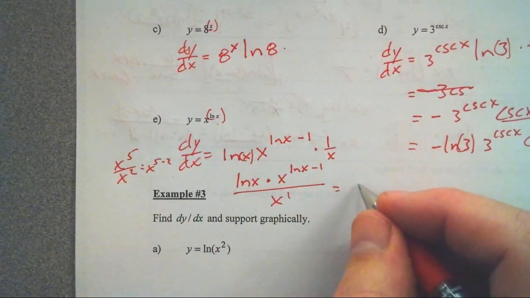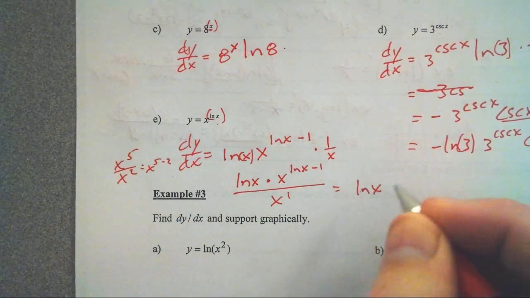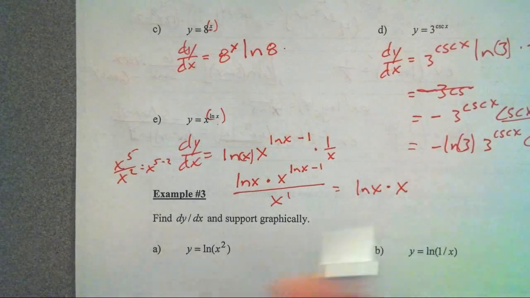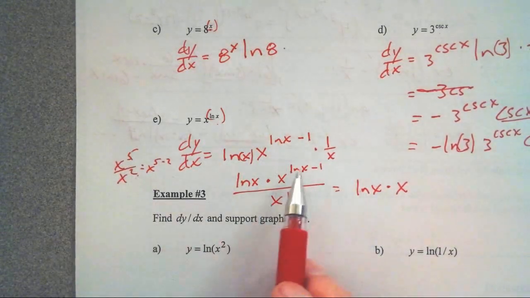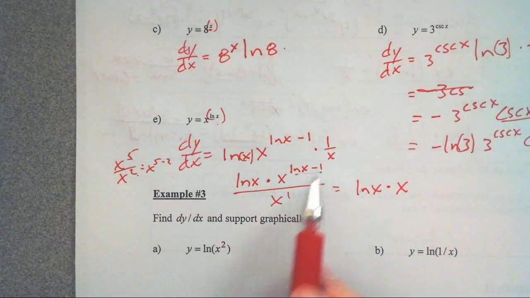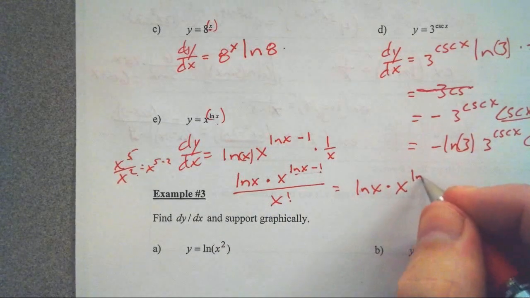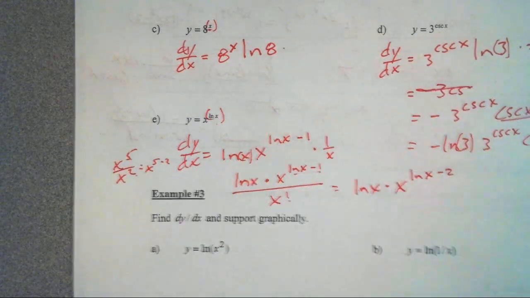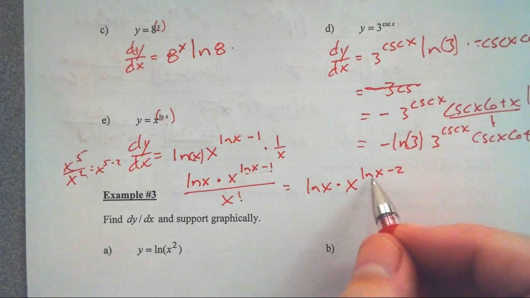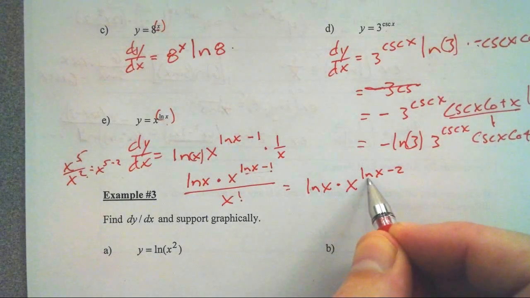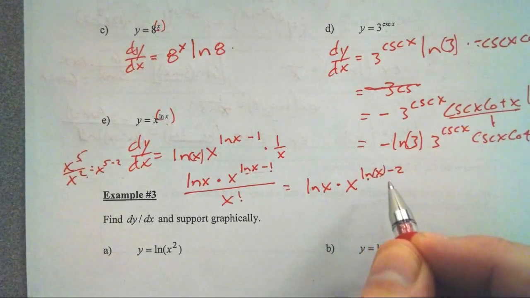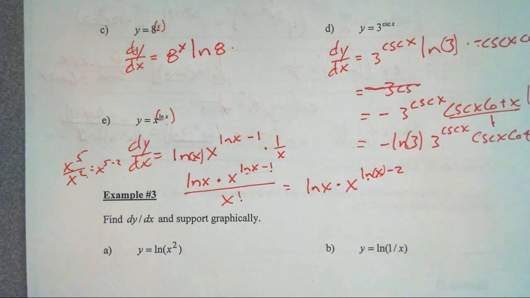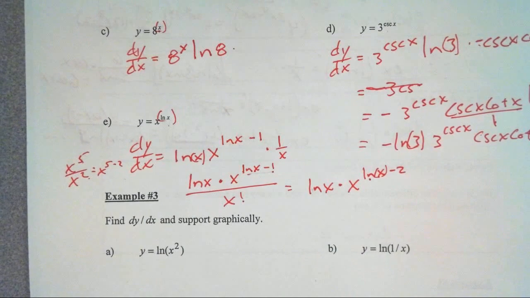Therefore, we get ln of x times x to the, I took 5 minus 2, I'm going to take this minus 1, and I get ln x minus 2. Now, please note, that is not ln of x minus 2. It's ln of x, minus 2. Okay? All right, so just a little twist on things that we should be pretty comfortable with.